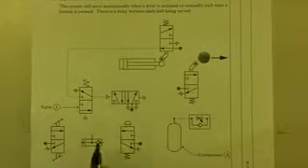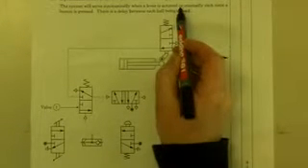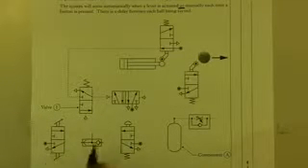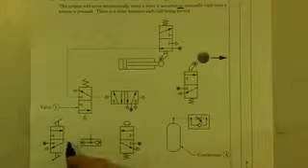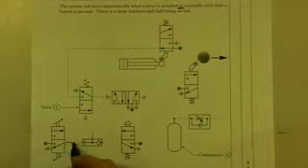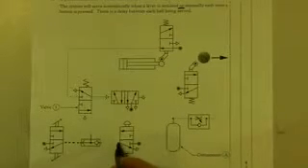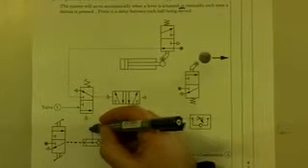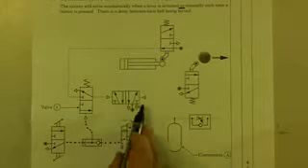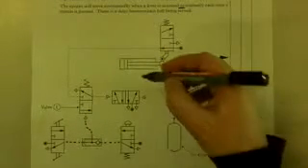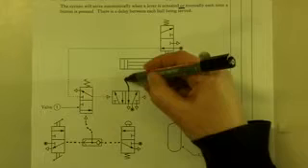Well, first of all, we've got the OR circuit down here between this valve and this valve. So we're looking at pilot air going into the shuttle valve from either OR, and then that pilot air actuating a 3-2, which in turn actuates the 5-2, which in turn outstrokes the double acting cylinder.